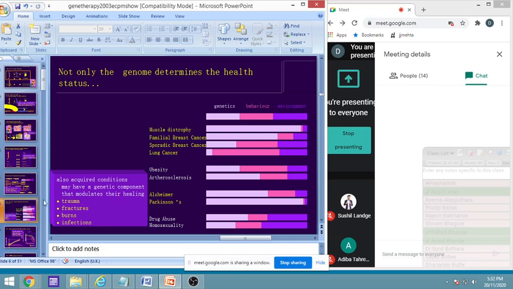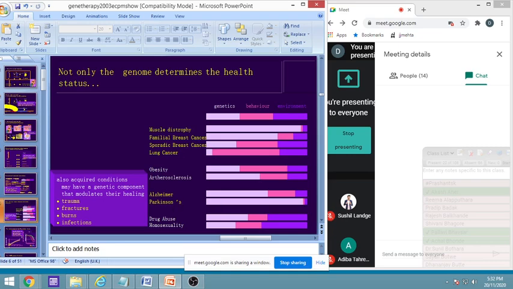So you can see in muscular dystrophy, the maximum role is played by genetics, then a very small role is played by behavior, and a slight role is played by environment. So here we'll see this picture.